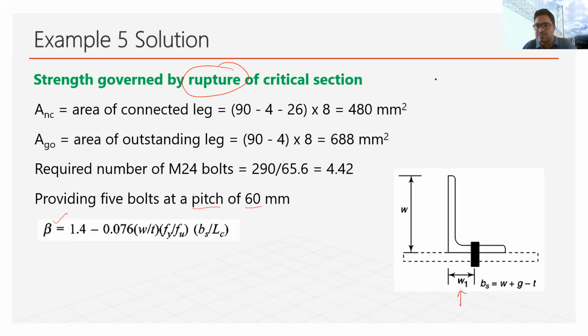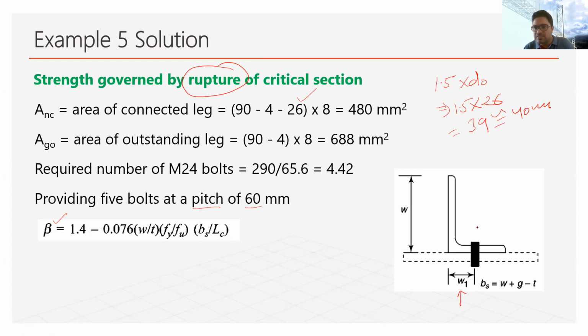Edge distance, as per IS code, is 1.5 times D naught. D naught is basically the diameter of the hole. So this will be 1.5 multiplied by the diameter of hole, which is 26. I have just calculated it. So it becomes 39, and approximately we are taking 40 mm.